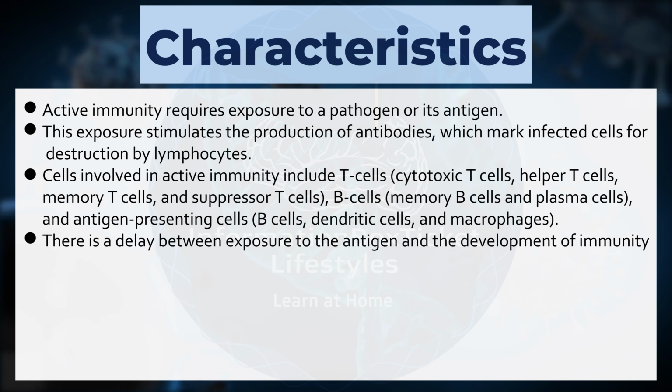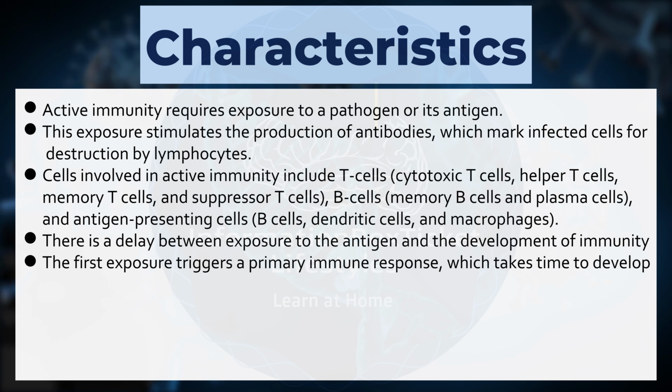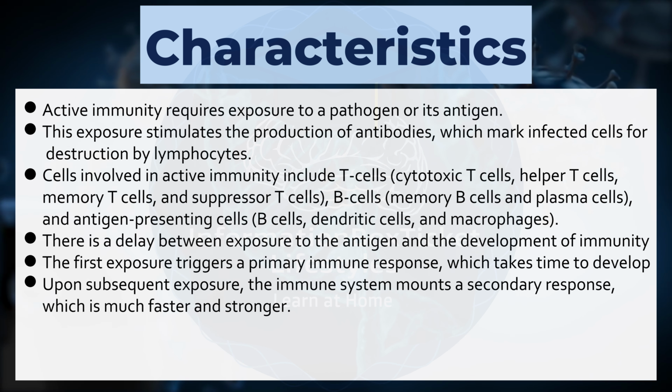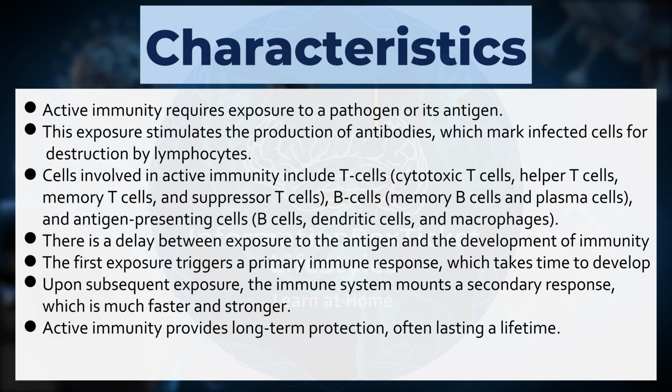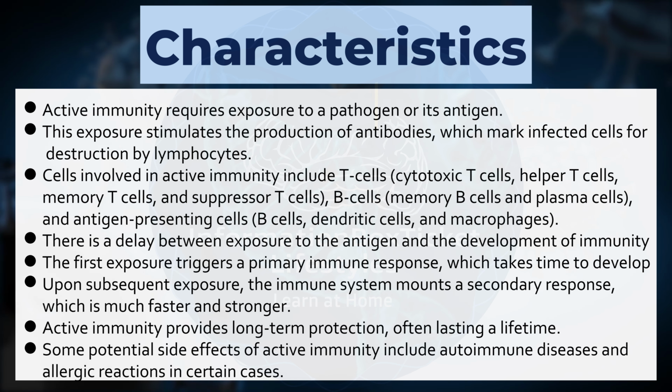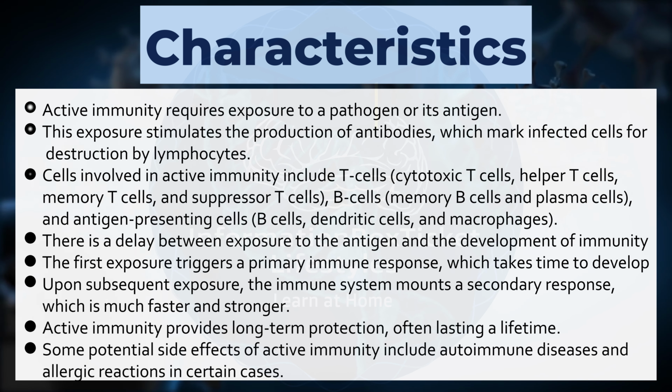There's a delay between exposure to the antigen and the development of immunity. The first exposure triggers a primary immune response, which takes time to develop. Upon subsequent exposure, the immune system mounts a secondary response, which is much faster and stronger. Active immunity provides long-term protection, often lasting a lifetime. Some potential side effects of active immunity include autoimmune diseases and allergic reactions in certain cases.